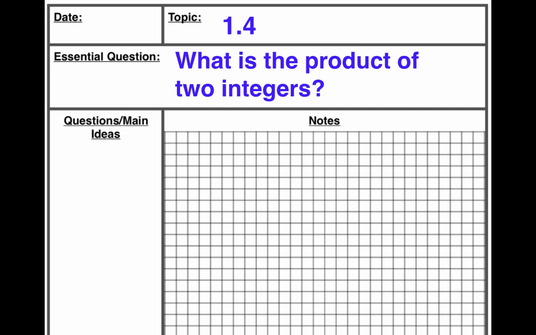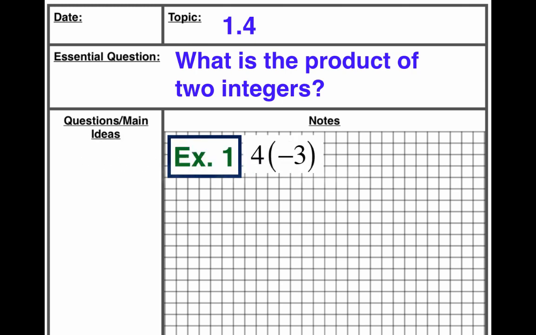We are working on what is the product of two integers. Product, what does the word product even mean? Product means to multiply and find the answer to a multiplication problem. We're talking integers, so we're talking positive and negative numbers. So we're going to easily do this with an example, I think.